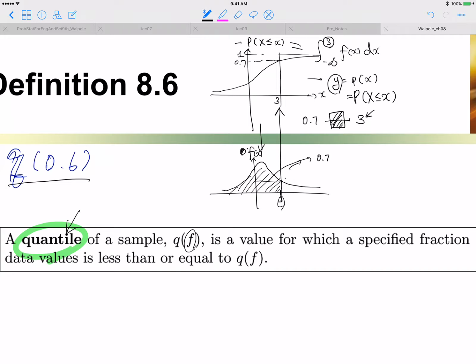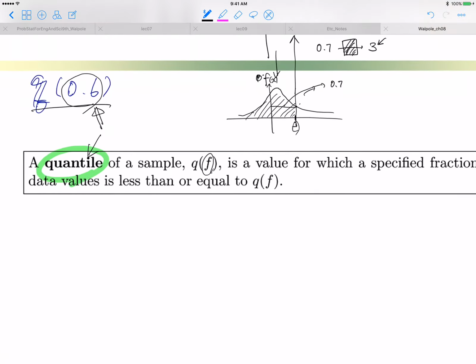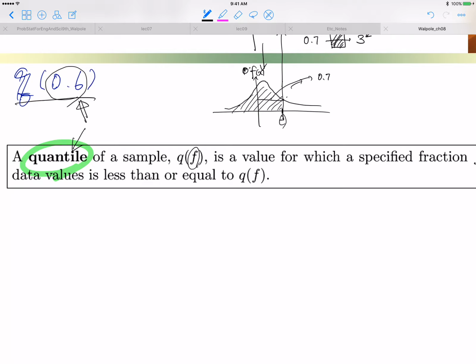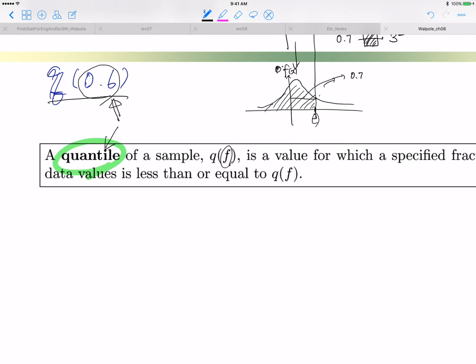So we have some sample that describes our probability density function, or this kind of cumulative probability function, and then what will be the x value? What will be the x value that has the probability of 0.6, based on this equation? Okay, so that is the meaning of this quantile, and this function is called the quantile.